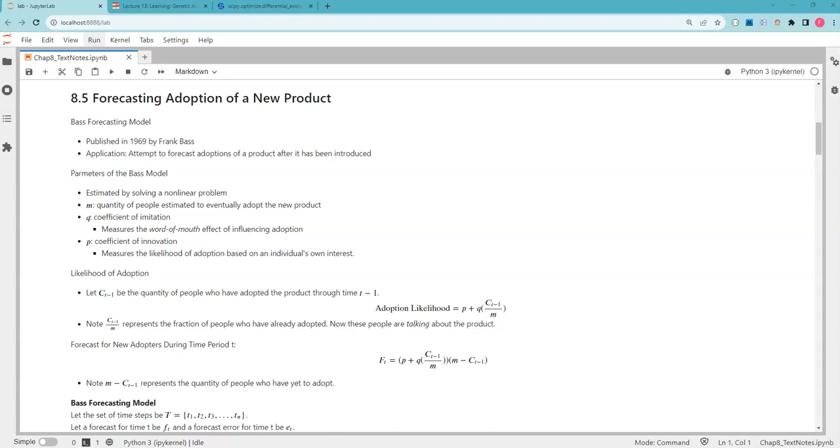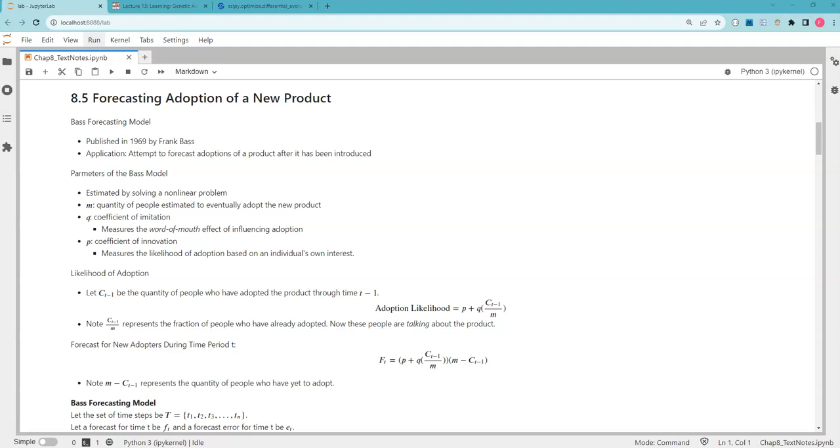In this video, we're going to look at our last application of nonlinear optimization. In the previous two videos, we looked at applications inside of finance, creating an index fund as well as the Markowitz portfolio model. In this video, we're going to take a little bit of a different route and look at a forecasting application. Specifically, we're going to look at implementing the Bass forecasting model by Frank Bass.